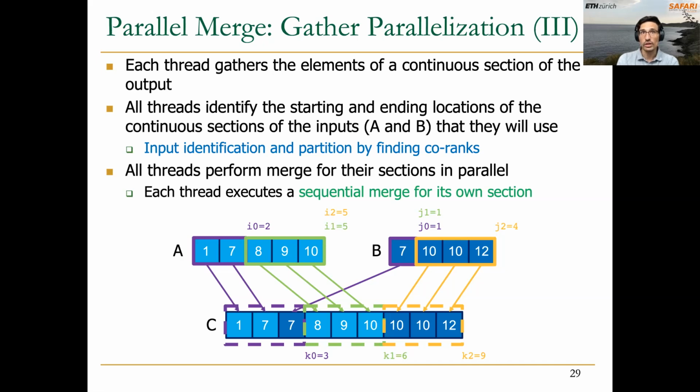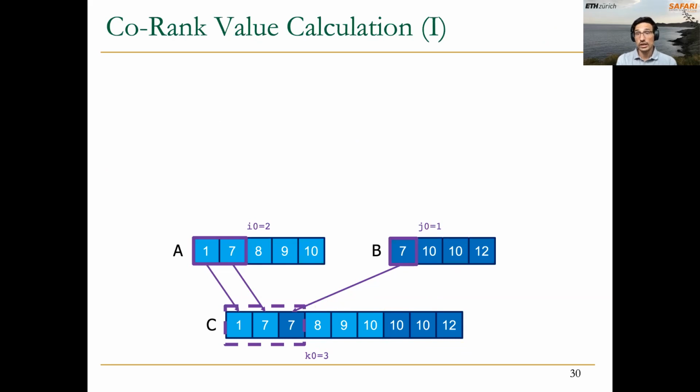Then, based on these ranks, for example k0 equals 3 or k1 equals 6, each thread will have to find the associated core ranks, which are the i and j that sum together to the corresponding k and are within the bounds of the two input arrays A and B. For example, for k0 equals 3, we obtain i0 equals 2 and j0 equals 1. So let's see how we have to calculate these core rank values.